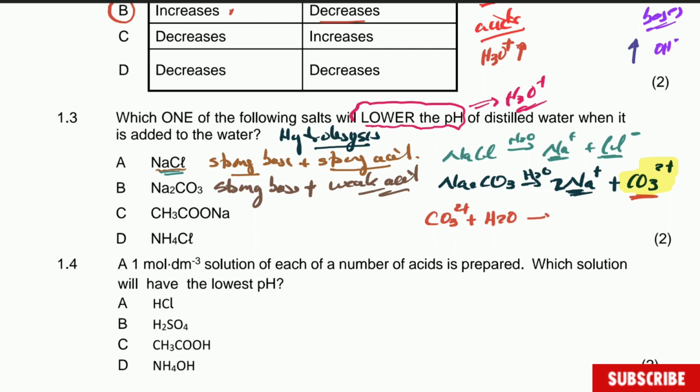H2O liquid. Okay. And now here is where things come. What is going to happen here? The water is going to give one hydrogen to the CO3 2-, and you will have HCO3 minus plus OH minus. What is happening here? The concentration of OH minus is increasing. That is why it will actually raise the pH. So B is also not the option.